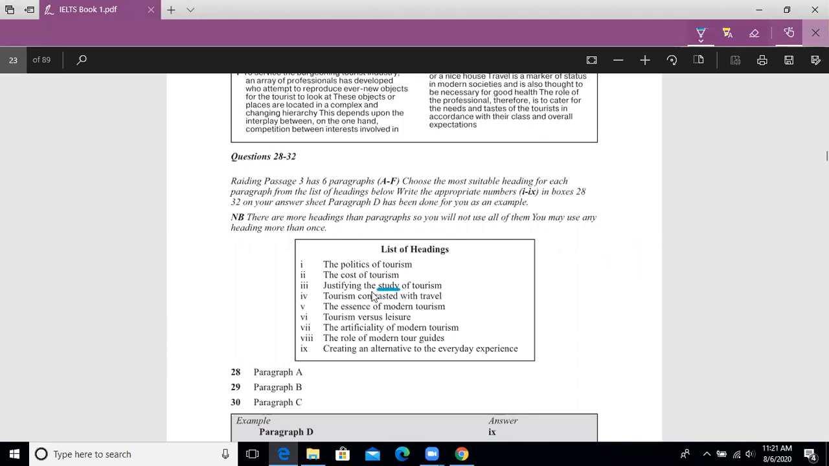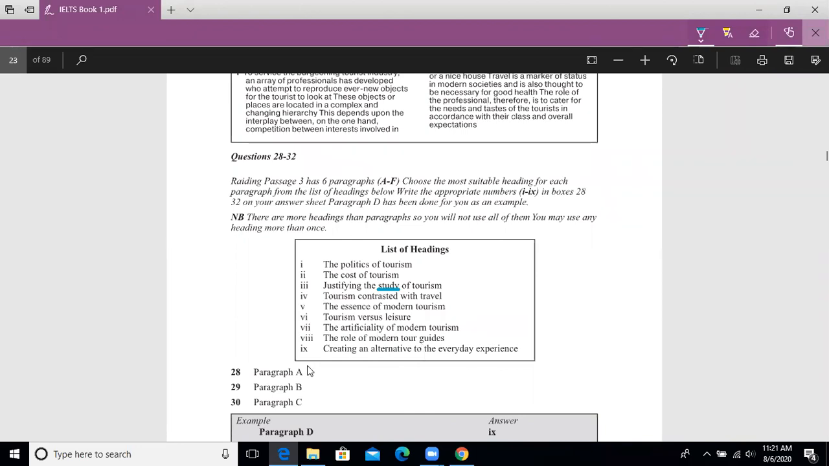But what I'm going to do is read these ones as well. Tourism contrasted with travel. No, they were only talking about tourism, so there's no comparison of tourism and traveling. The sense of modern tourism, they haven't talked about modern tourism. Tourism versus leisure, no, there was no word about leisure. Artificiality of modern tourism, no, it wasn't there. The role of modern tour guides, no. Creating an alternative to the everyday experience, no, definitely not.